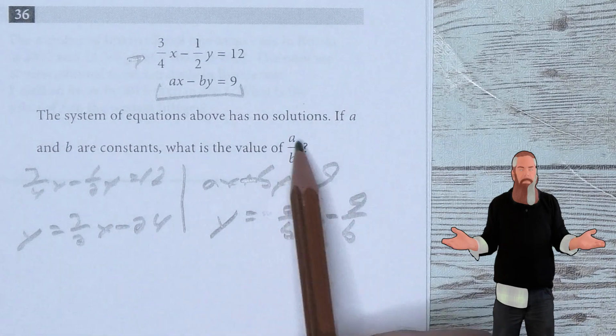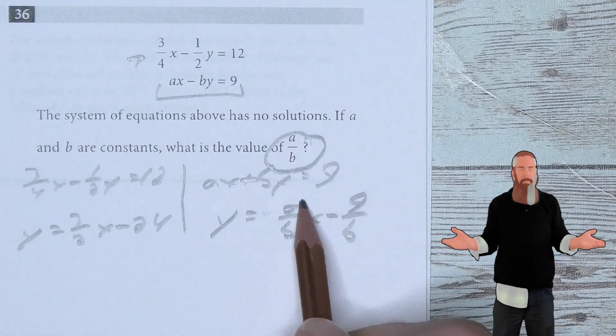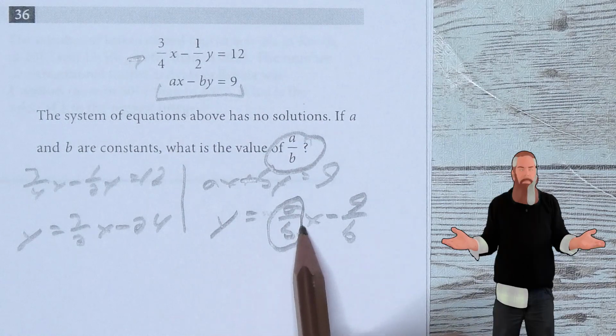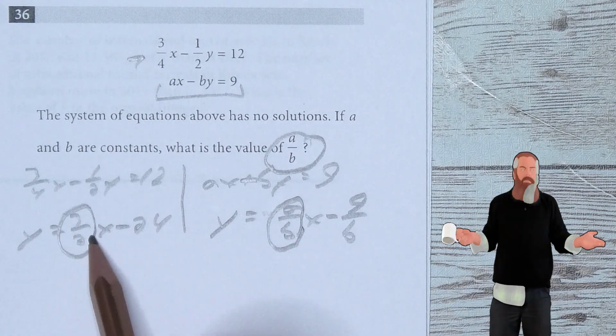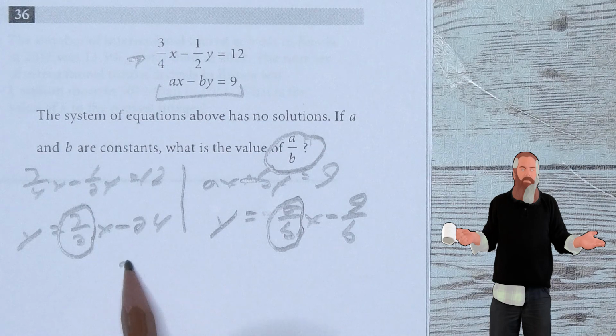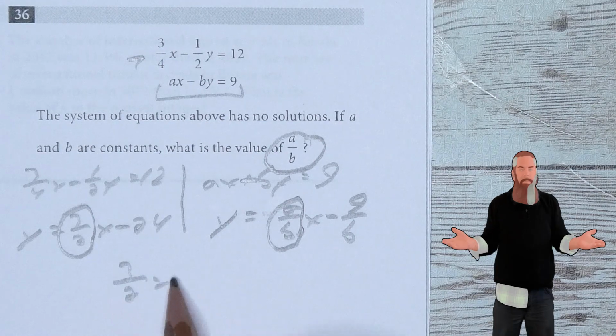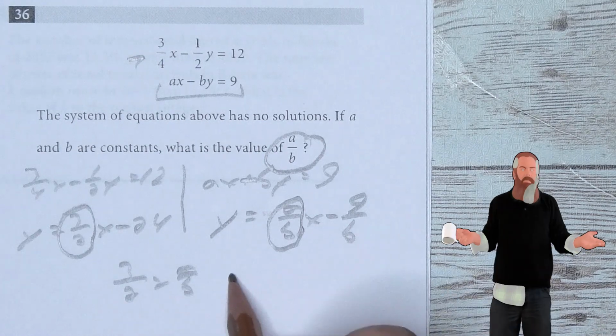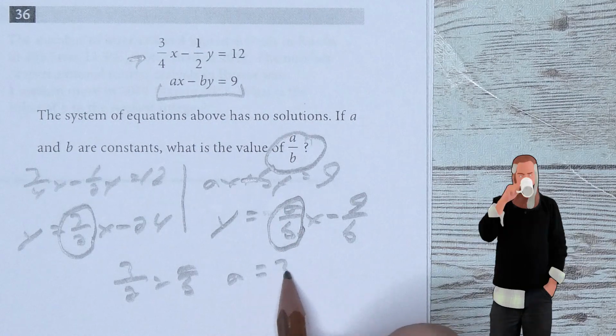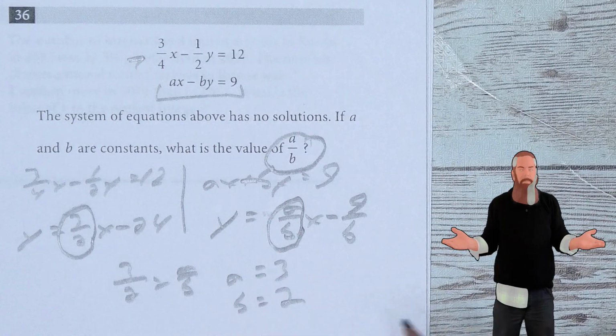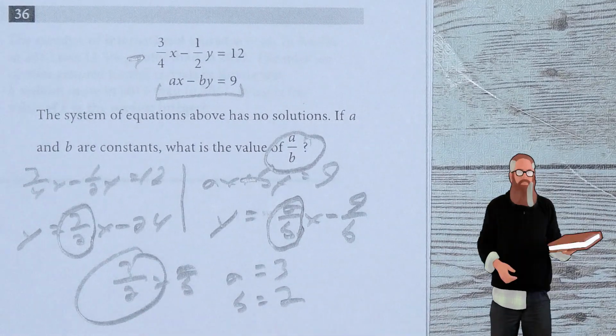Now, I am entirely trying to solve for a over b, which I have right here. A over b and 3 over 2 are in the same place, so I get 3 over 2 is equal to a over b. This means that a is equal to 3 and b is equal to 2. So 3 over 2 is our answer.